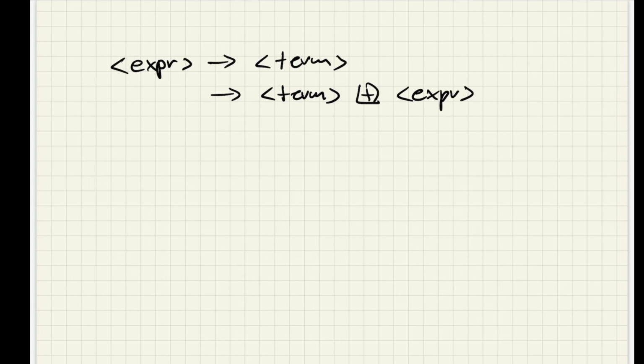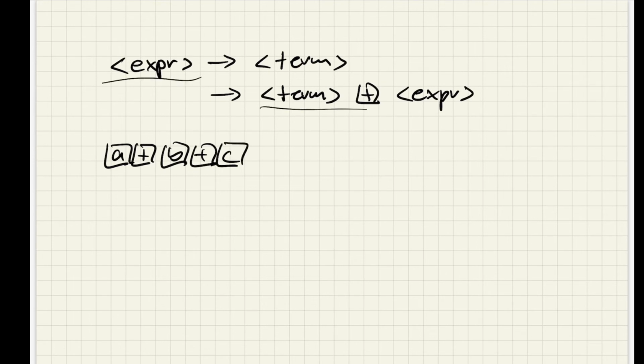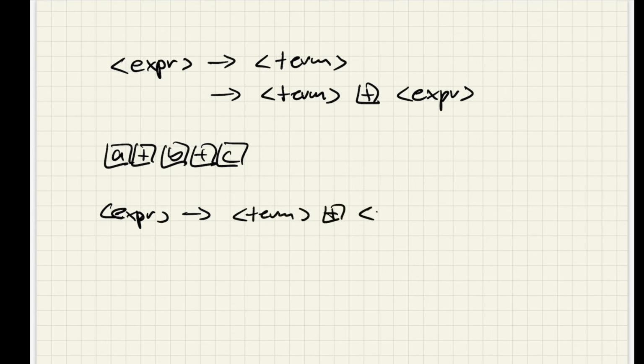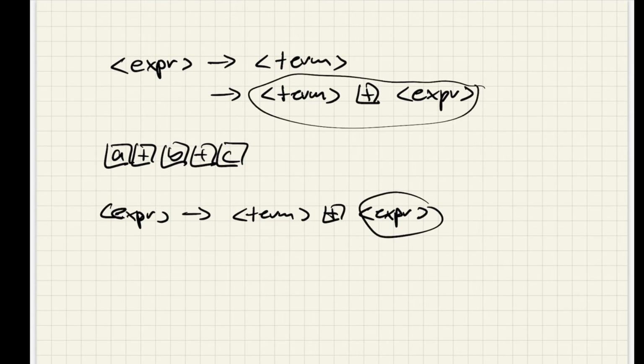A term can be a literal. Then if you would have a plus b plus c, and these are all tokens, you also first have to apply this second rule. So you would expand an expression into a term, followed by the plus operator, followed by an expression. And then you would replace this here again with a term followed by an expression, and that would give us this.